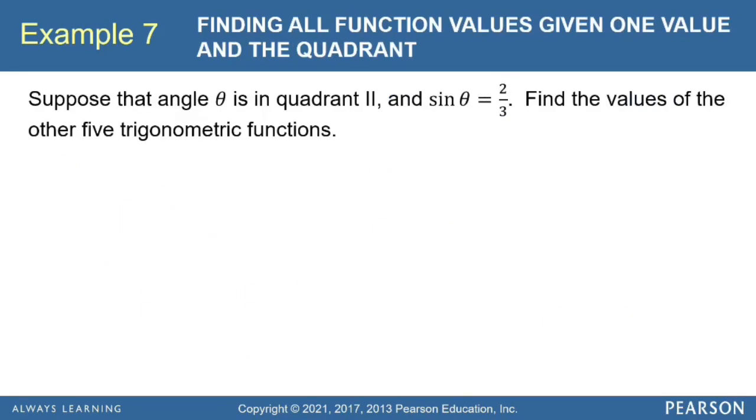And now let's do one more similar one together. This is example 7. It says, suppose that the angle theta is in quadrant 2, and the sine of theta is 2 over 3. Find the values of the other 5 trig functions.